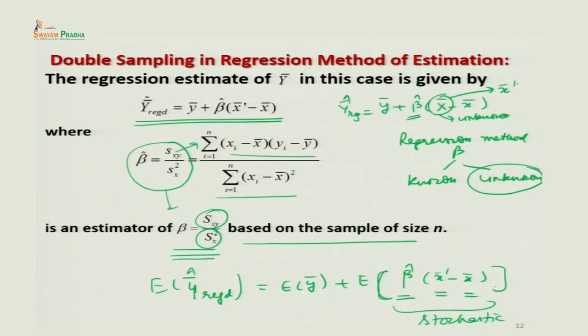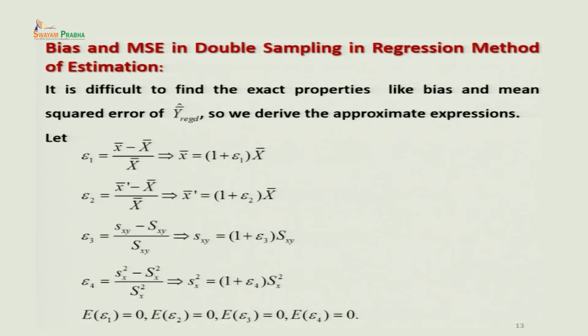But before that, you have to see how many epsilons you need here: one for y bar, one for x bar prime, one for small x bar, and one for Sxy and one for Sx square, because they are related here in the beta hat. Okay, so now we define these epsilons exactly in the same way as we have done in the past, and since we have employed simple random sampling without replacement, we know that the expected values of small x bar, Sxy, Sx square are the unbiased estimators of their respective population parameters, right.